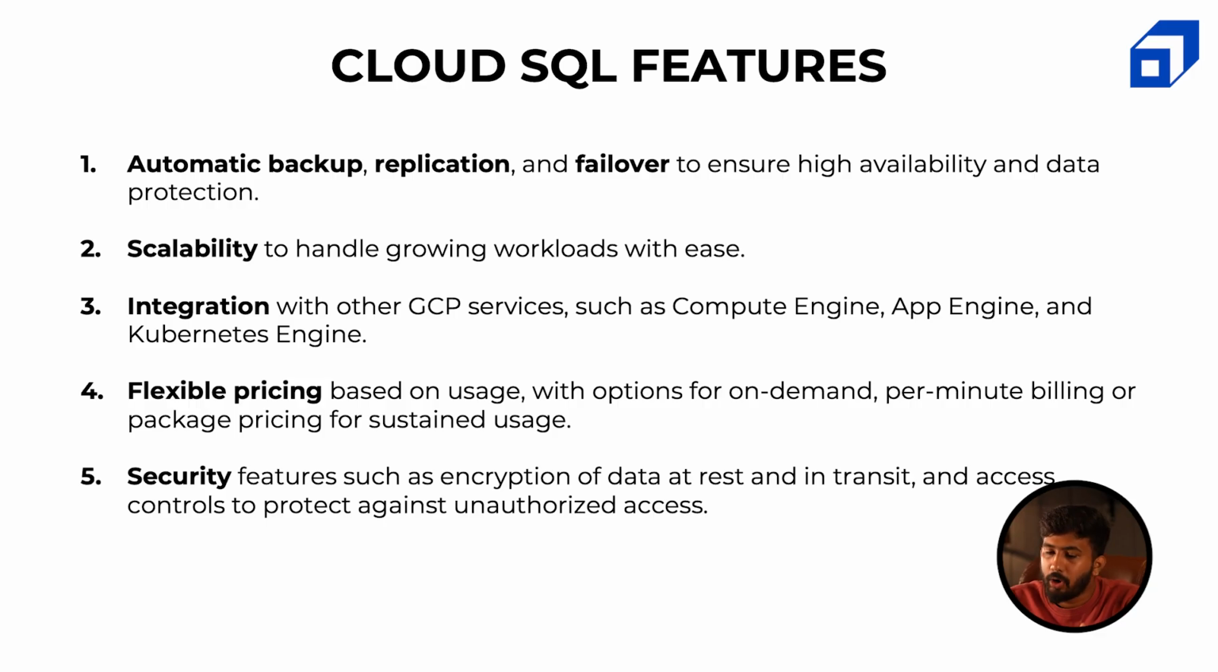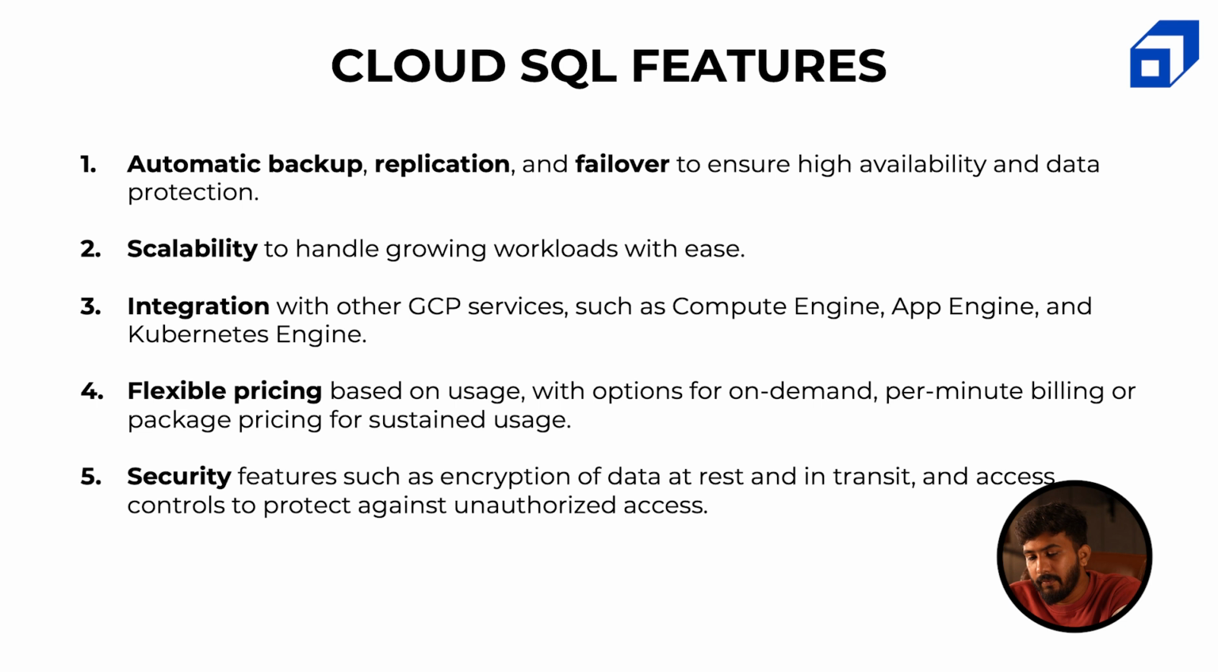Now, automatic backup, replication, and failover to ensure high availability and data protection. This we've already discussed. Scalability to handle growing workloads with ease. Again, you can scale down, you can scale out, you can increase the number of database instances, you can decrease it, you can increase the storage alone, and you can decrease the storage according to your requirements. This will basically decrease the operation costs, because if you need more storage, you would increase it, but when you don't need it, you would decrease it, or you decrease the number of servers. That will directly reflect in your cost, right?